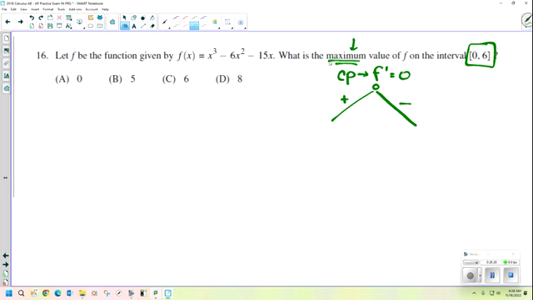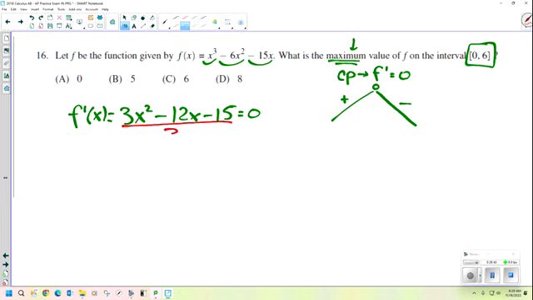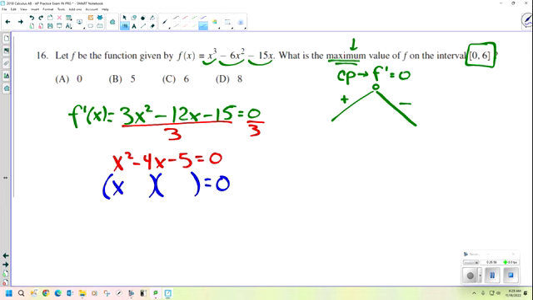I have an interval. So let's first find the derivative of f of x. That would give me 3x squared minus 12x minus 15. Let's set it equal to 0 and find our critical points. Well, I know I have a greatest common factor. I'm going to divide a 3 out of both sides. So I've got x squared minus 4x minus 5 still equals 0. Factoring never goes away. X minus 5 and x plus 1. Two numbers that multiply to negative 5 that add to negative 4. It's negative 5 and 1.